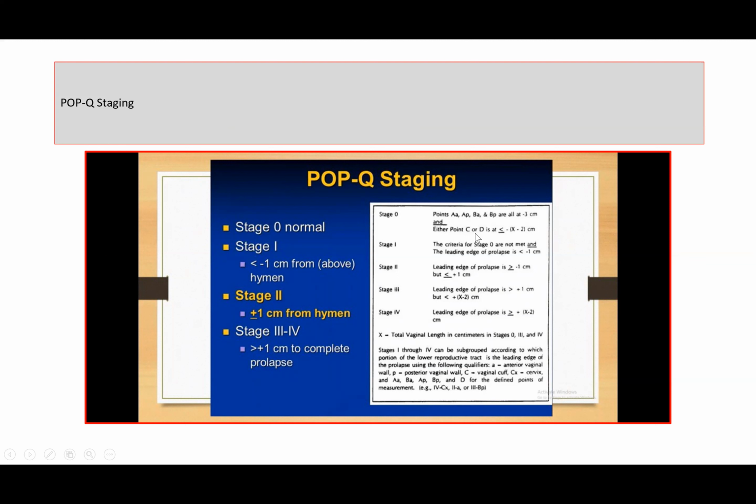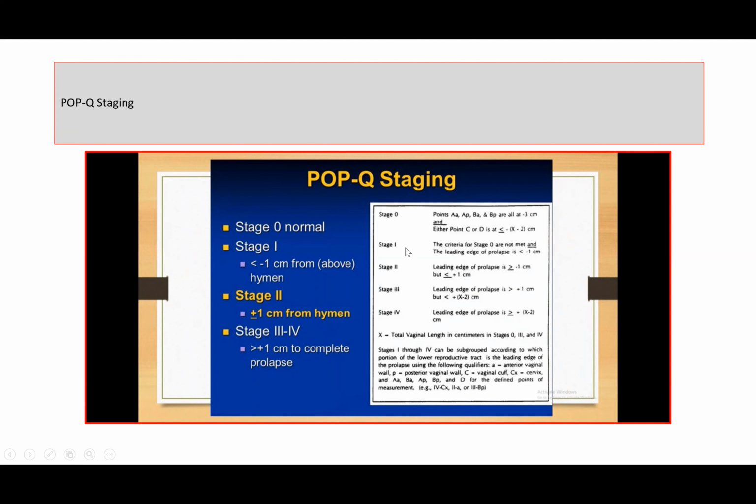And then the point C or D. This is X minus 2. So here X is total vaginal length. It is total vaginal length minus 2. So, and the value is in minus, negative. So if total vaginal length is 10, it's going to be 10 minus 2, that is minus 8 centimeter.